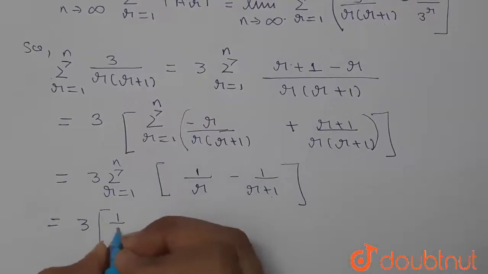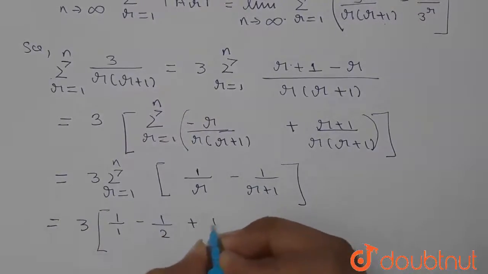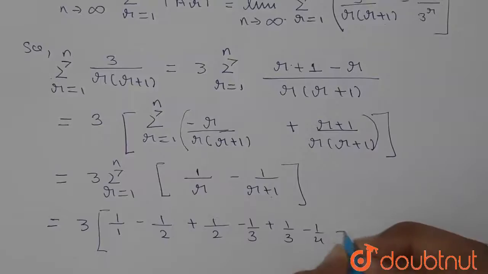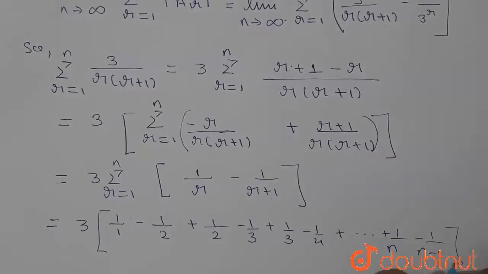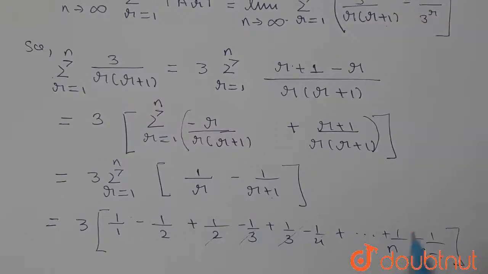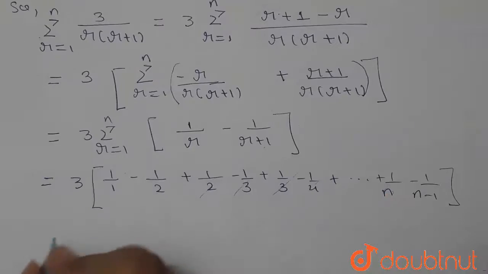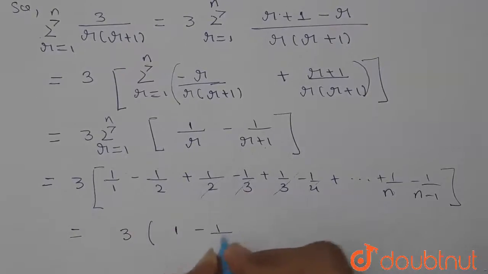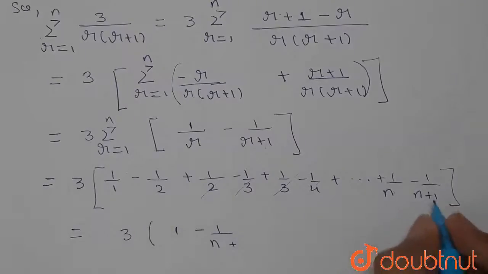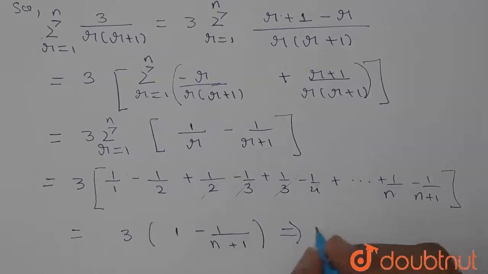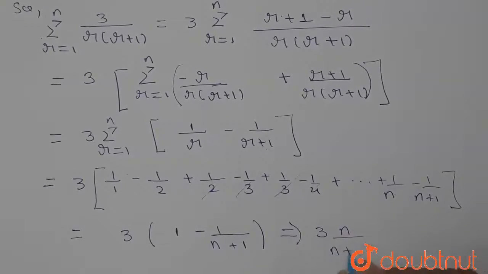So this is 1 by 1 minus 1 by 2 plus 1 by 2 minus 1 by 3 plus 1 by 3 minus 1 by 4, and so on till 1 by n minus 1 upon n plus 1. We can see all these consecutive terms are getting cancelled, right? So what will be left is 3 into, 1 will be left, and the last term, that is minus 1 upon n plus 1, will be left. On simplifying this we can write it as 3n upon n plus 1 on taking LCM, right?